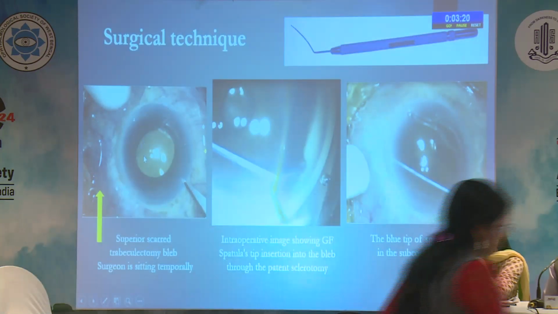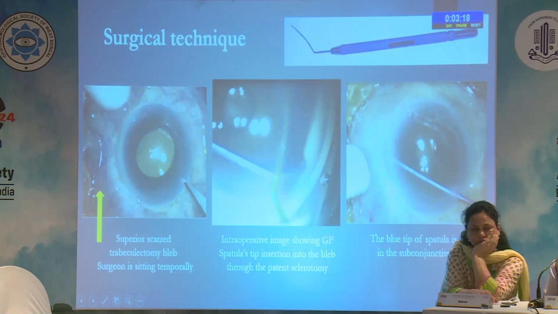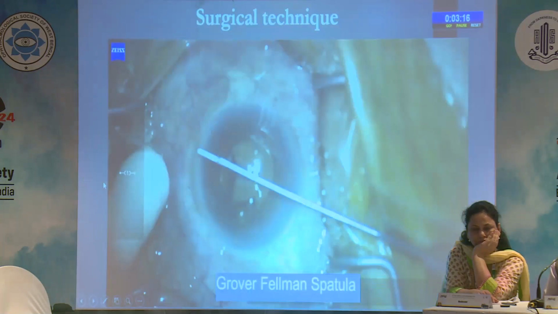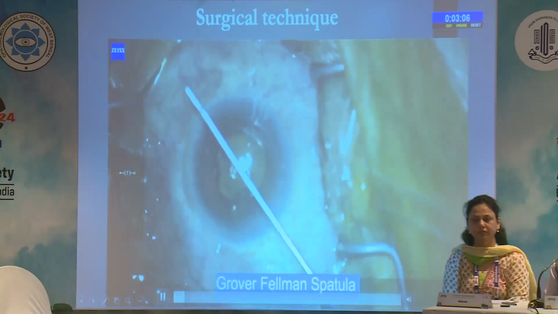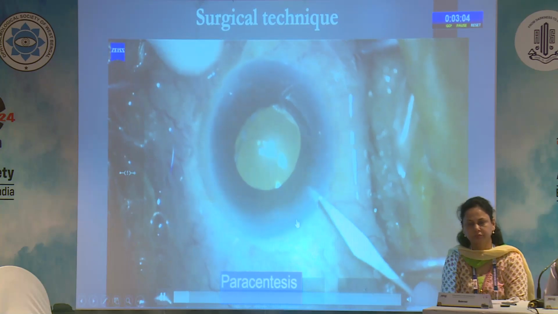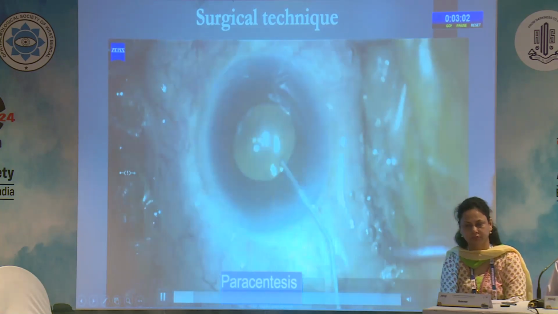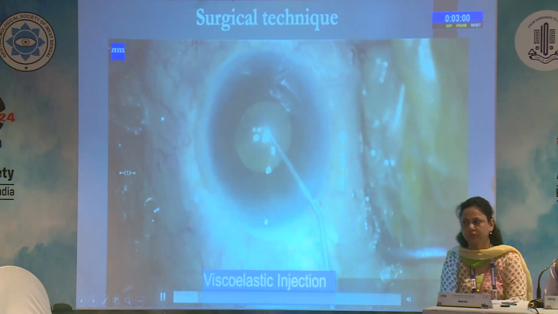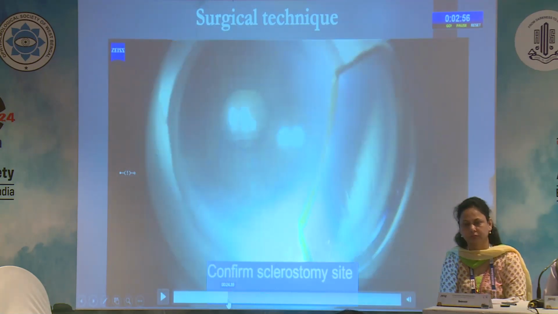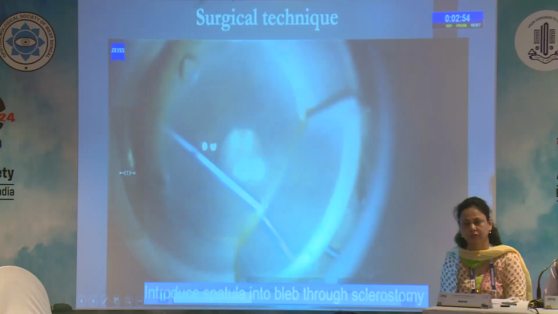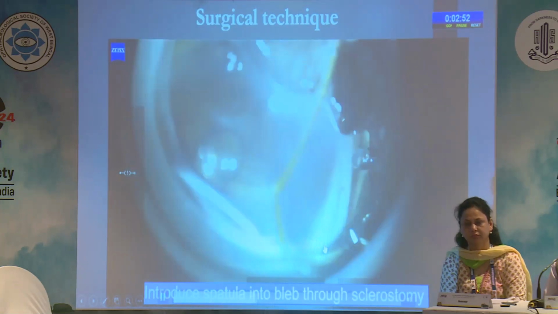This is the right eye, and the surgeon is sitting temporally. I will show a small video. The surgeon is sitting temporally, and this is the scarred bleb. We make a paracentesis almost 180 degrees away from the scarred bleb, and then pilocarpine and viscoelastic are injected, and with the help of gonioscopy, we insert the Grover Feldman spatula into the sclerostomy.